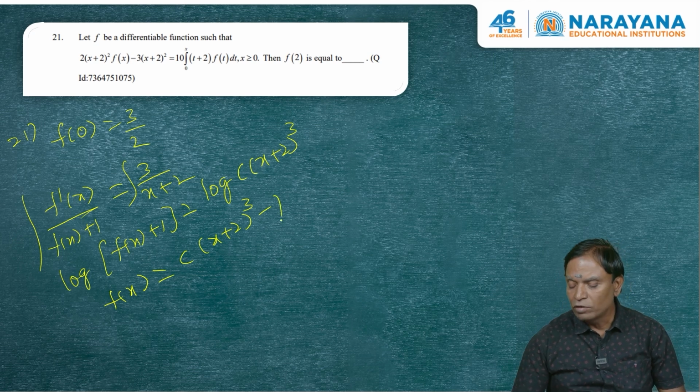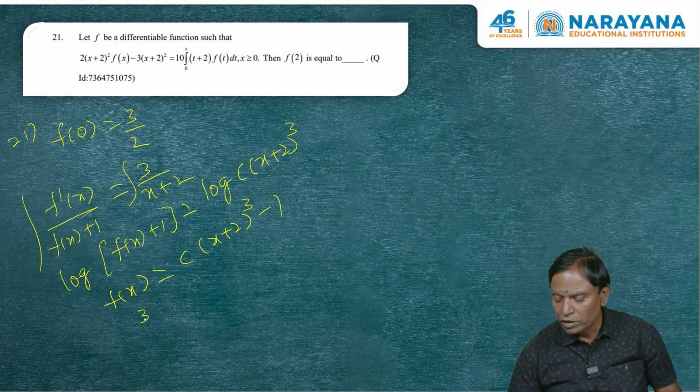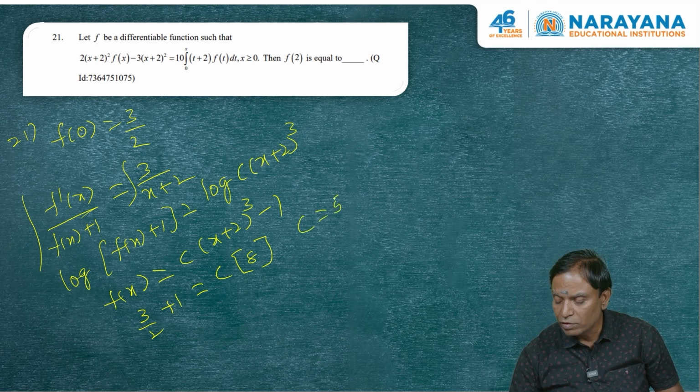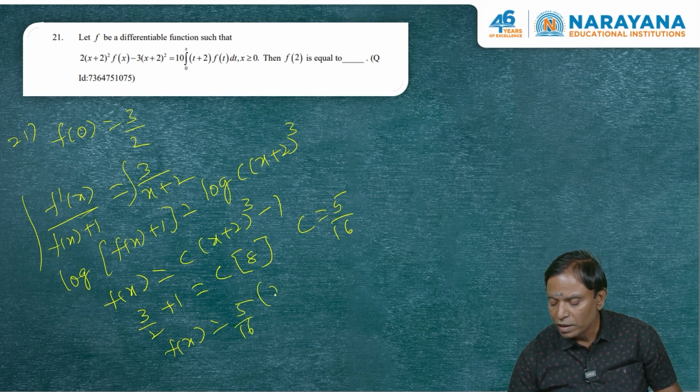Put x is equal to 0, f of 0 is equal to 3 by 2. This will become 3 by 2 plus 1 is equal to c into 8, which gives you c is equal to 5 by 16. So, your function f of x will become 5 by 16 into (x plus 2) whole cube minus 1.